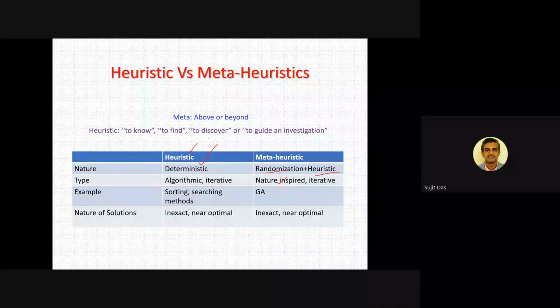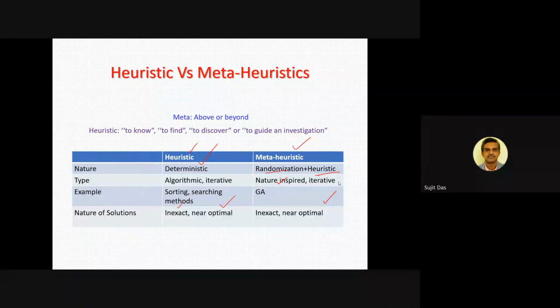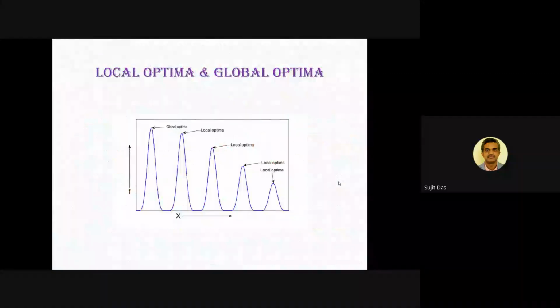But both heuristics and meta-heuristics give you solutions that are inexact, which are near to the optimal one. That means both of these may give you a solution which is closer to the best one, or better solutions. Now, you may ask me one important observation, sir, why is this randomization required in these meta-heuristics? Why are these nature-inspired concepts required? If you don't use this concept of randomization, then what might happen? So for this purpose, I need to tell you this concept.